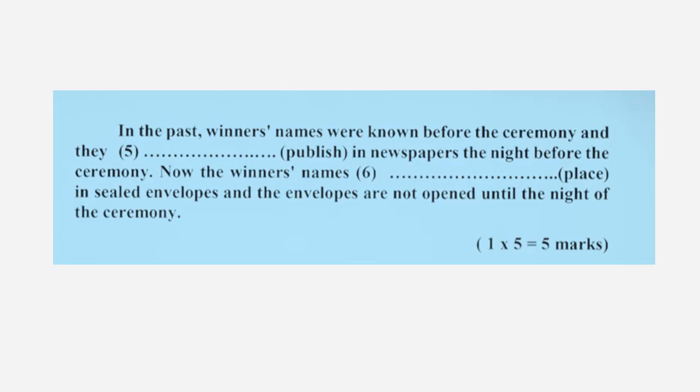In the past, winners' names were known before the ceremony and they dash publish in newspapers the night before the ceremony. Now the winner's name dash place in sealed envelopes and the envelopes are not opened until the night of the ceremony. This is for 5 marks. So please write down this question and try to answer on your own. Let's check the answers a little later.